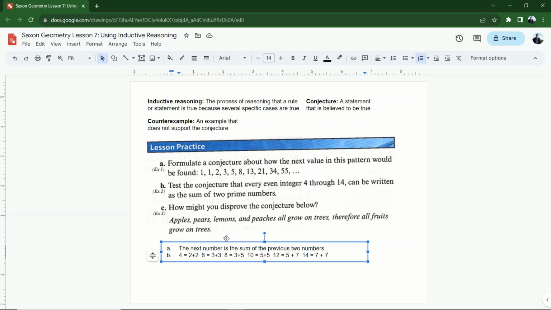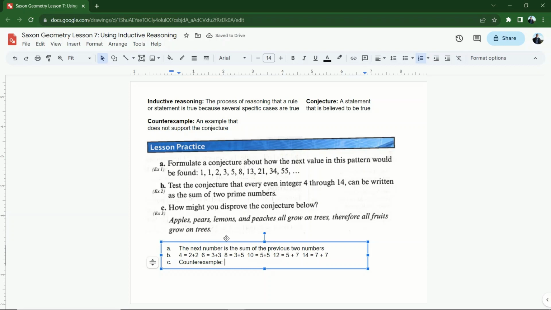How might you disprove the conjecture below? Apples, pears, lemons, and peaches all grow on trees. Therefore, all fruits grow on trees. This rings of logic class, right? I know apples, pears, lemons, and peaches all do grow on trees. That is a factual premise. Therefore, all fruits grow on trees. Well, I just need a counterexample: a fruit that does not grow on a tree.